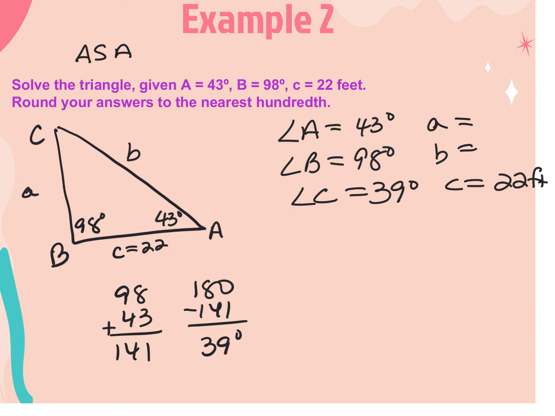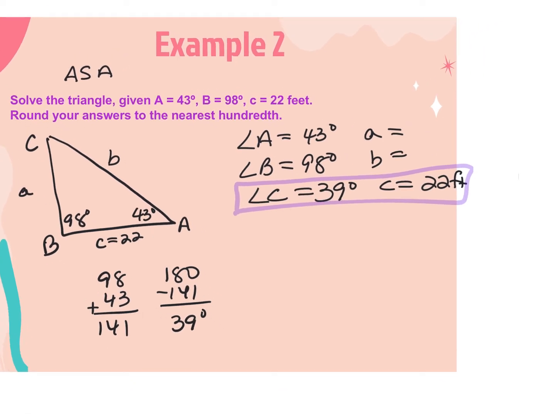What I need to find are sides A and B, and that's where I'm going to use law of sines. Again, I'm always going to use in my proportion the angle and the side that I have both pieces of information for. Now I can either solve for A or B, it doesn't matter, so I'm definitely going to use sine of C both times.